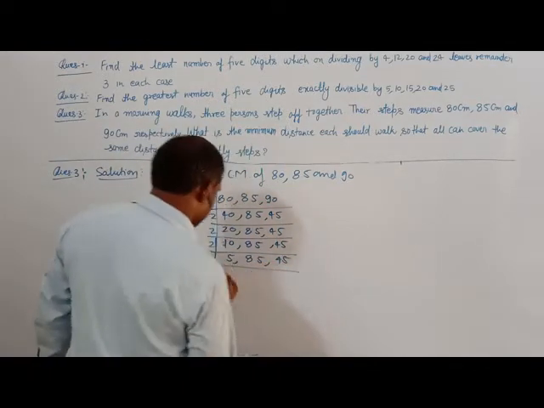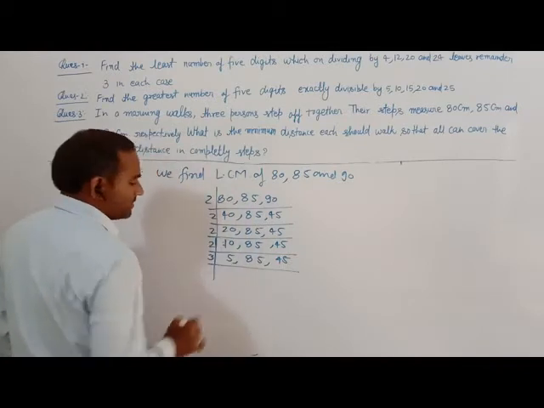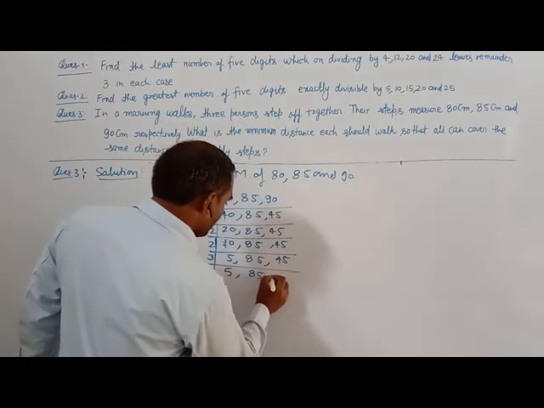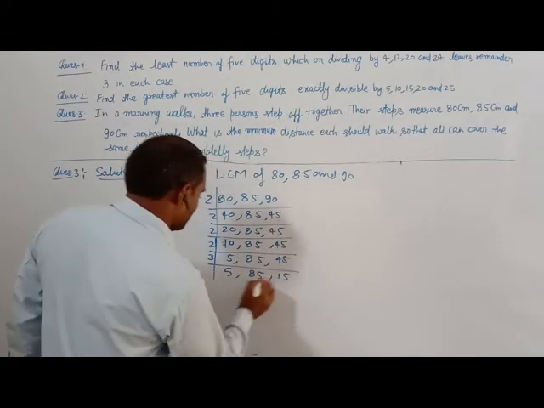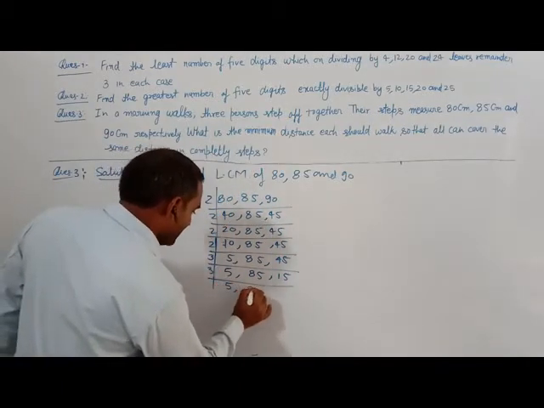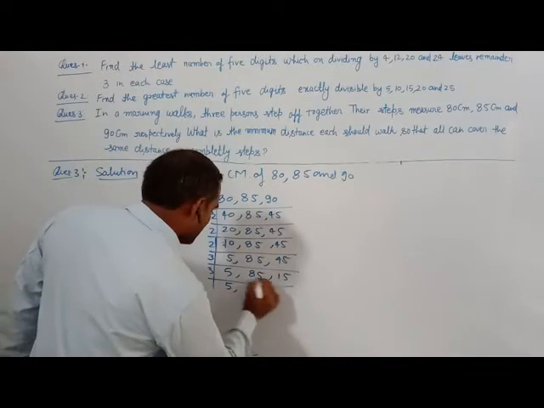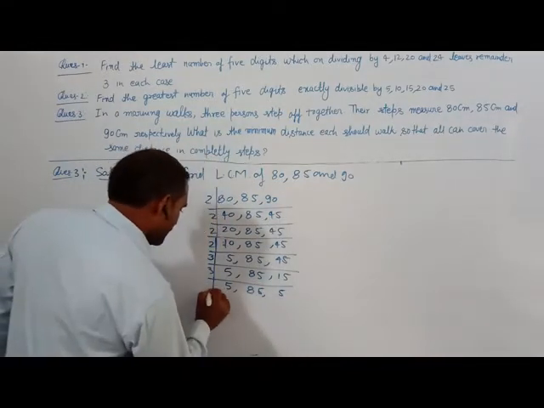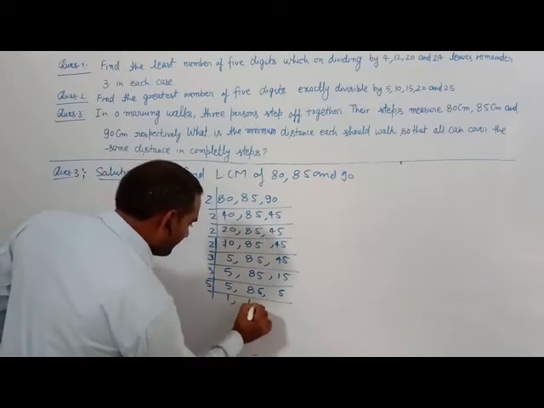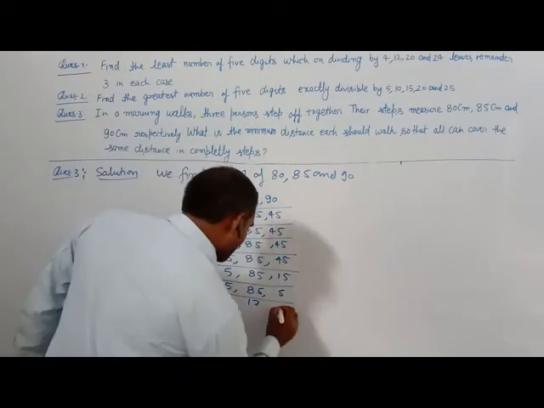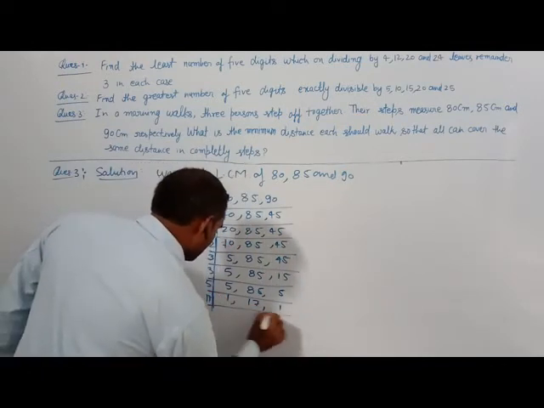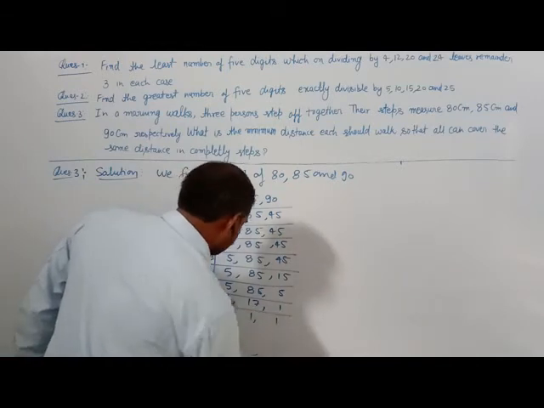Now we divide by 3. 5 is not divisible, 85 is not divisible, 45 is divisible: 3 times 15 is 45. Again by 3: 5 is not divisible, 85 is also not divisible, 15 divided by 3 is 5. Now we divide by 5: 5 gives 1, 85 gives 17, 5 gives 1. Now we divide by 17, and we get 1, 1, 1.